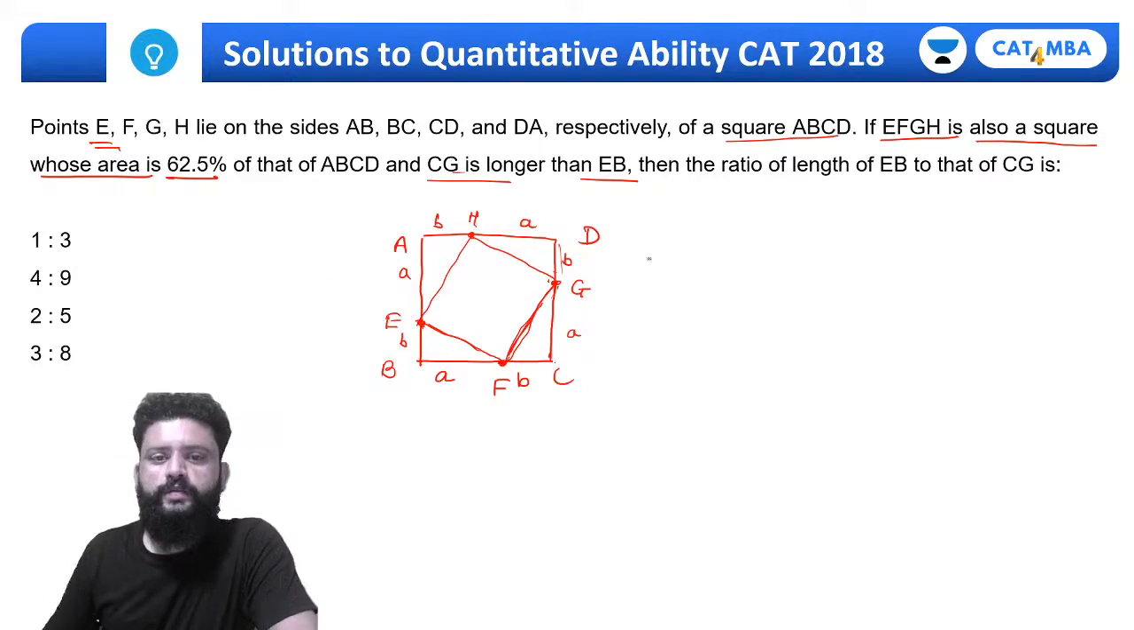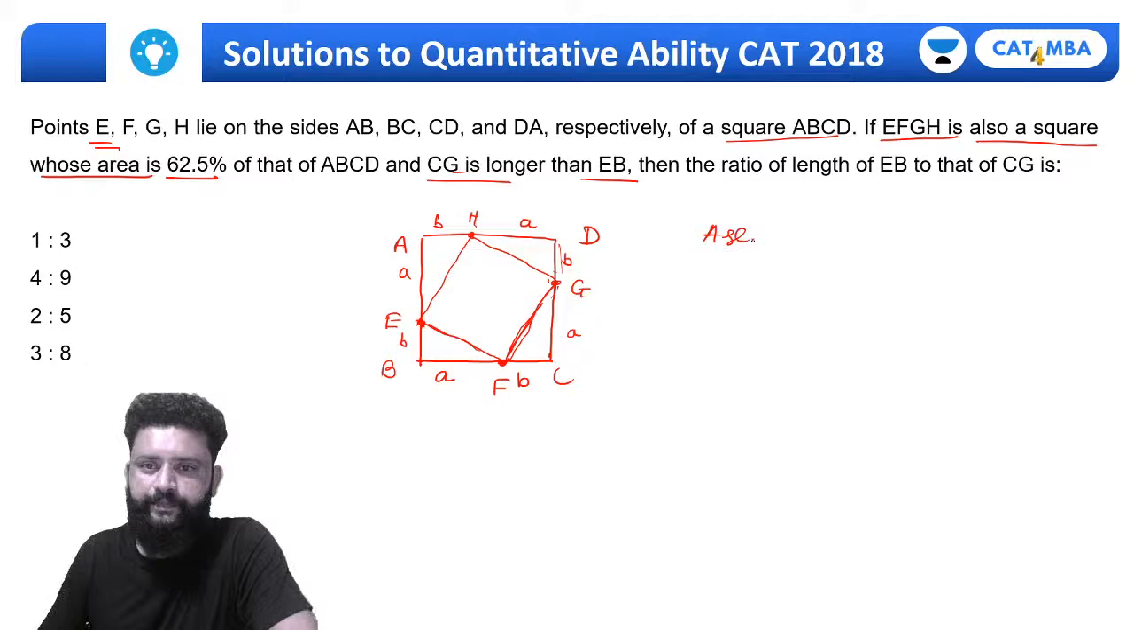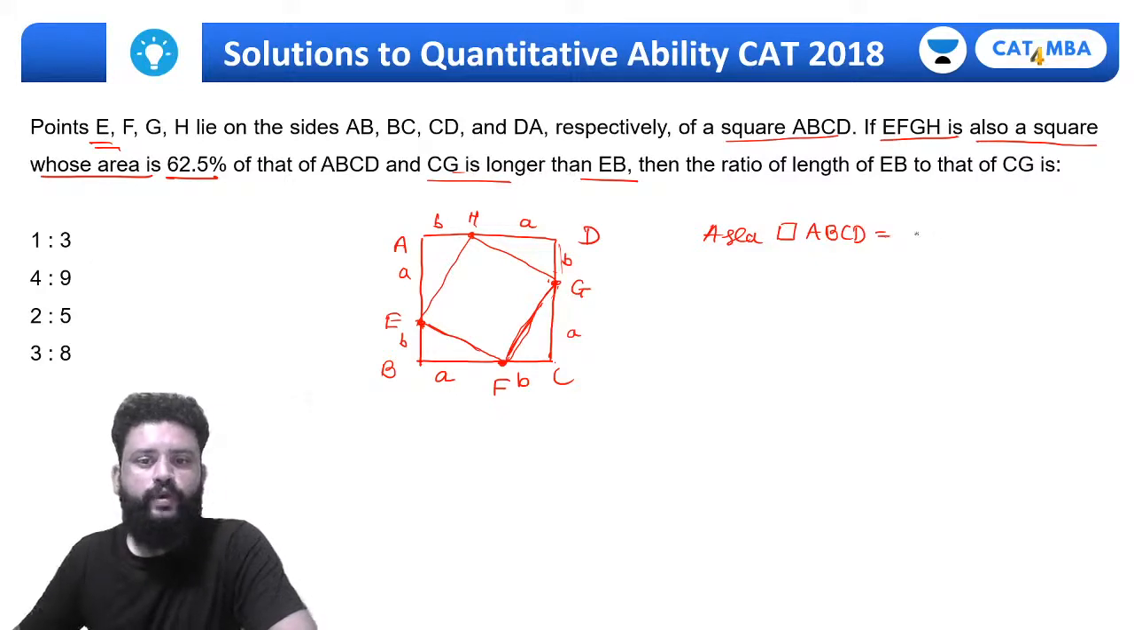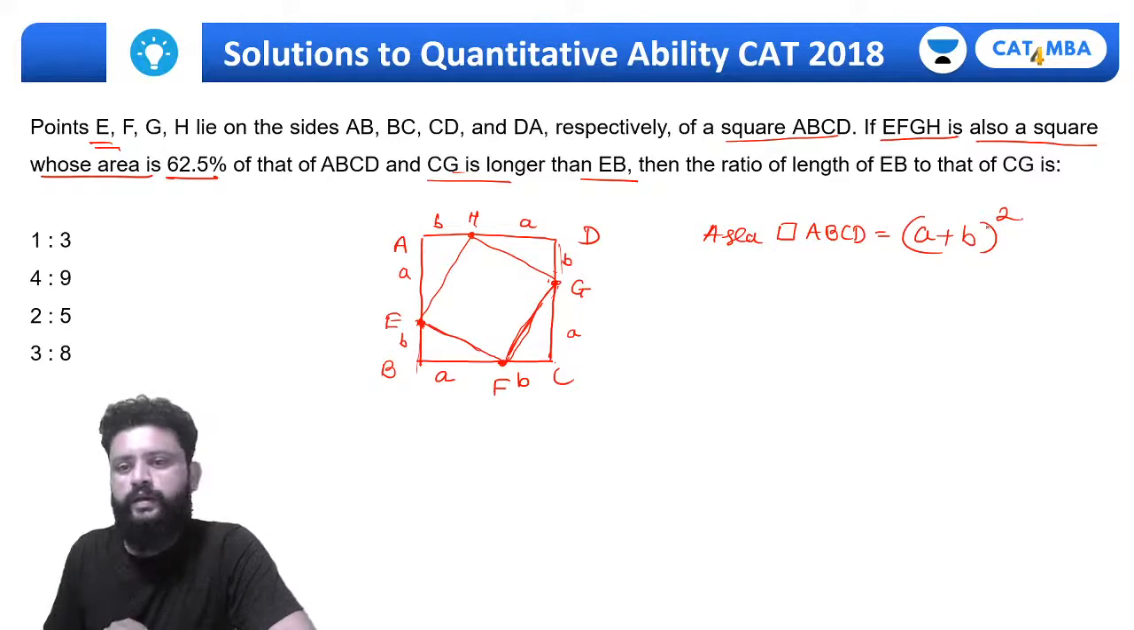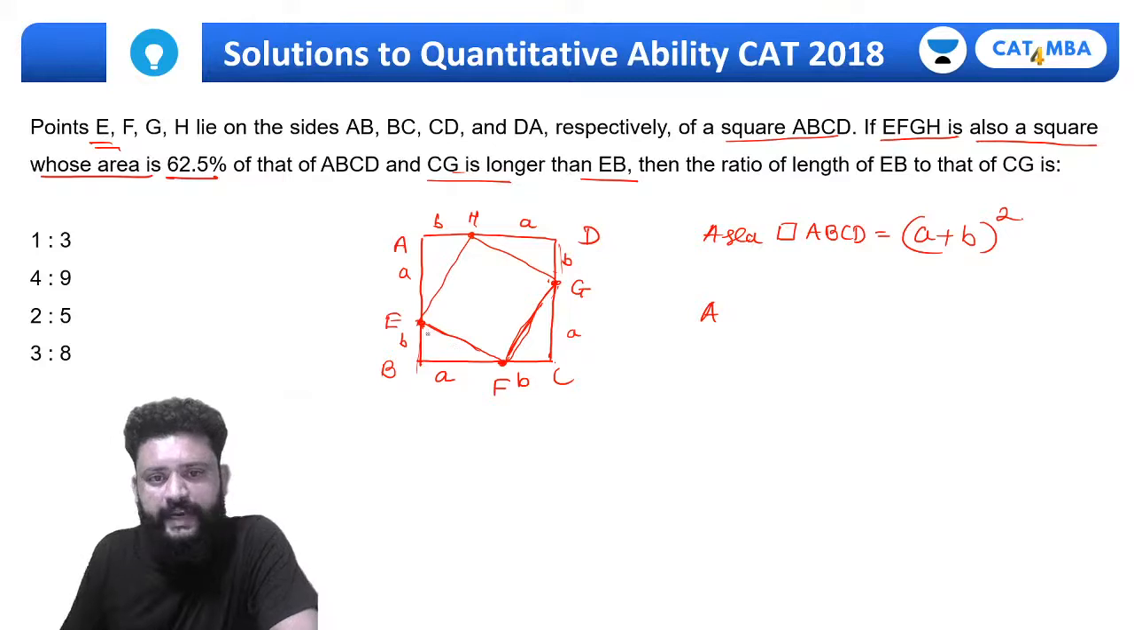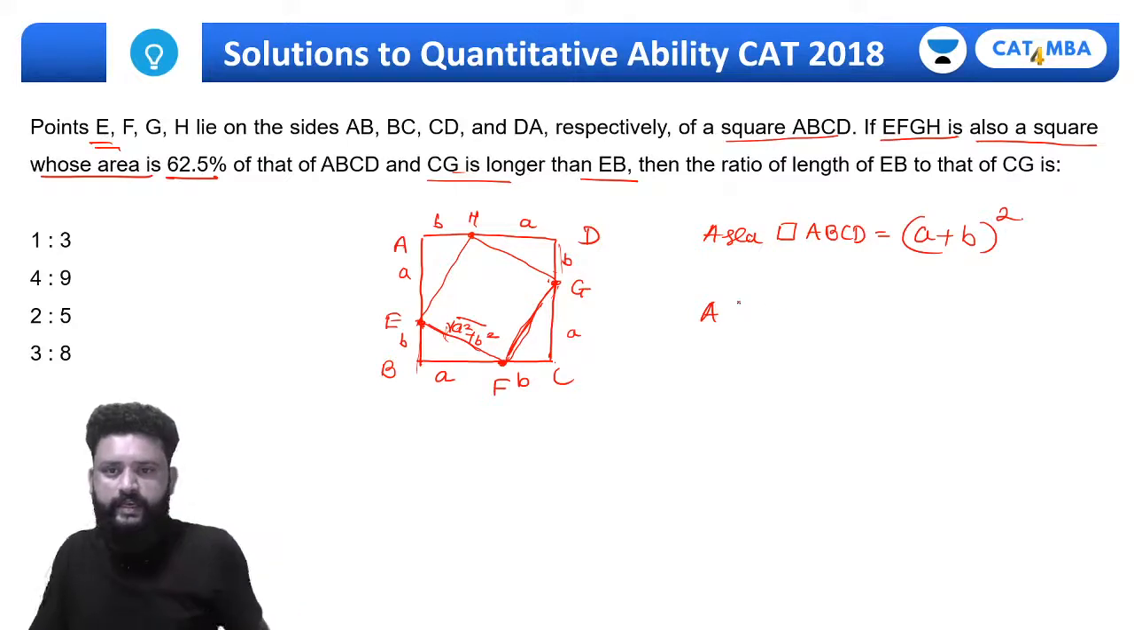What is the area of the square ABCD? The side AB is a plus b, so the area is (a plus b) whole square. Then the area of the small square: what is the side of this square? This side is under root of a square plus b square.